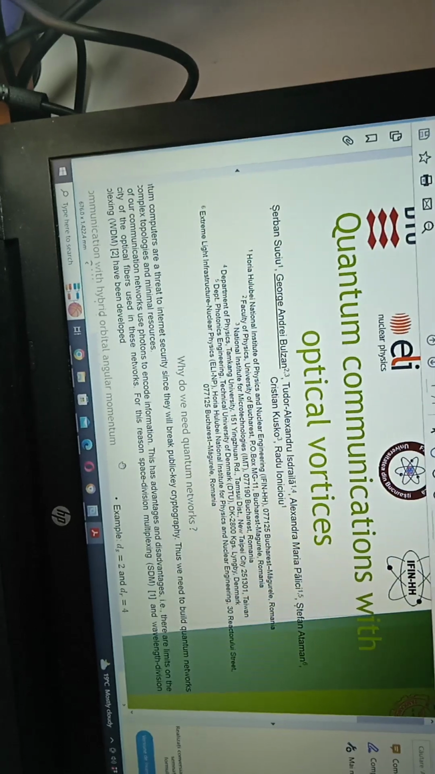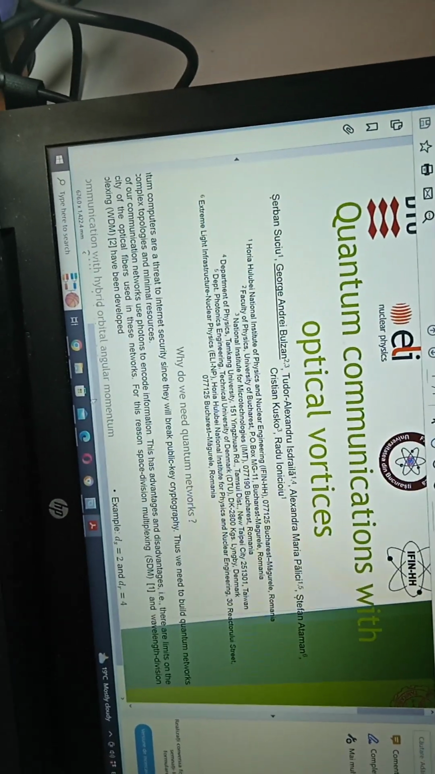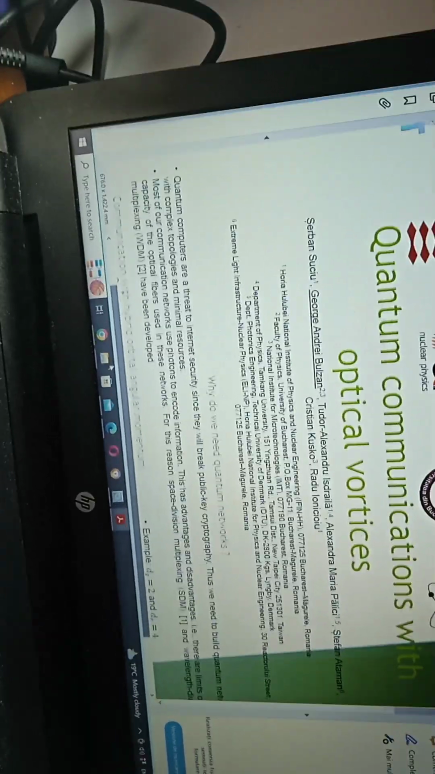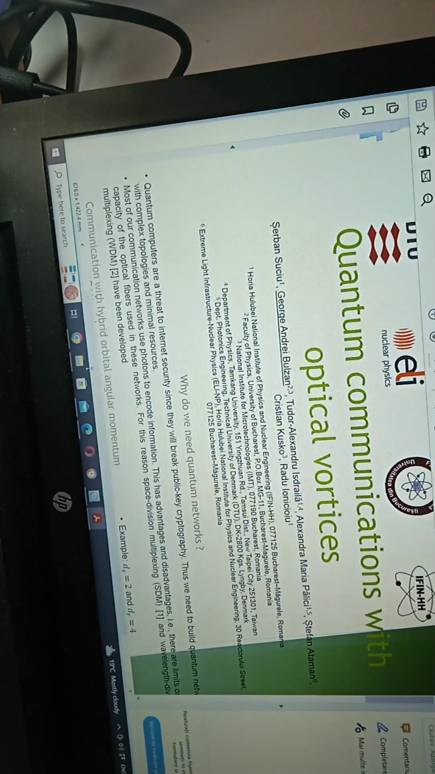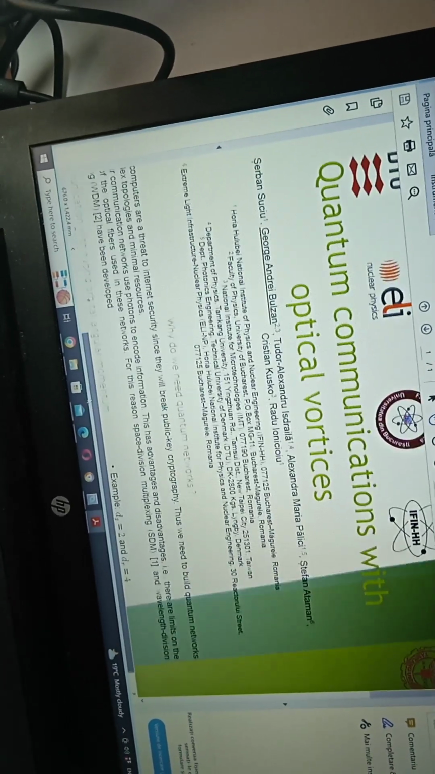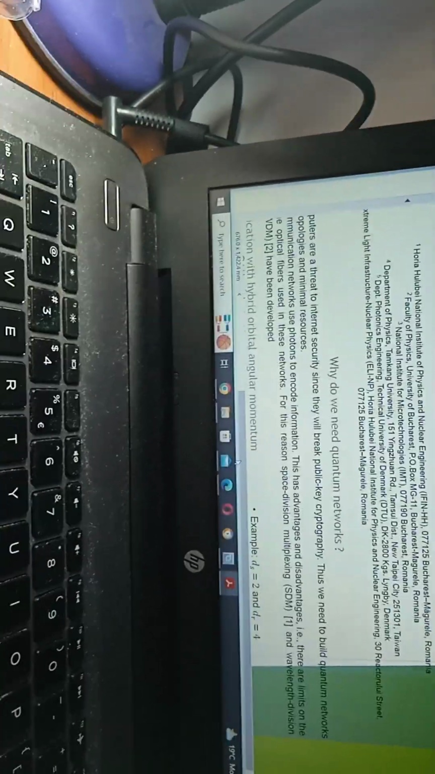What is this all about? Why do we need quantum networks? The idea is that quantum computers have developed so much that actually they can represent a threat to the internet security and the public key cryptography by being able to break them. And that's why we need to construct better quantum networks when it comes to security.